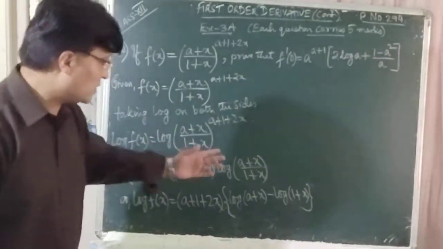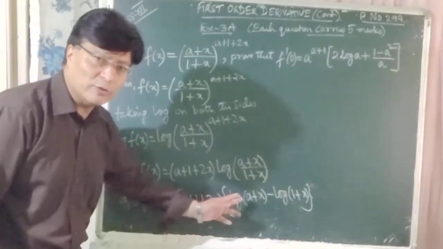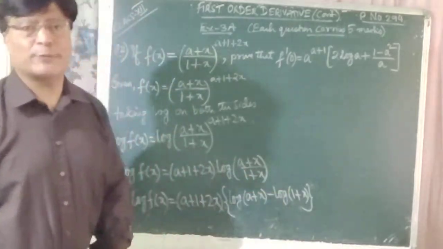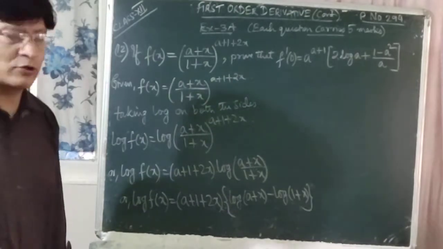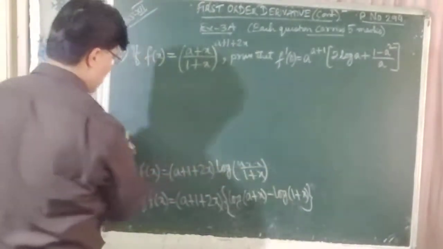So now you can differentiate both the sides with respect to x. And on the right hand side you can use the UV rule. Suppose a plus 1 plus 2x is u and within second bracket all this expression is v. So we can use the UV rule or product rule out here. So let's do it now.